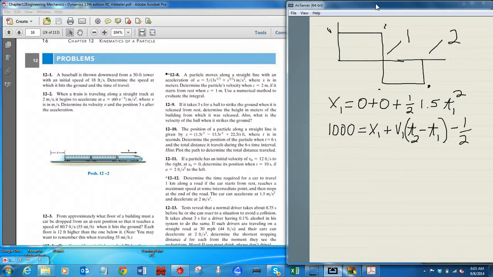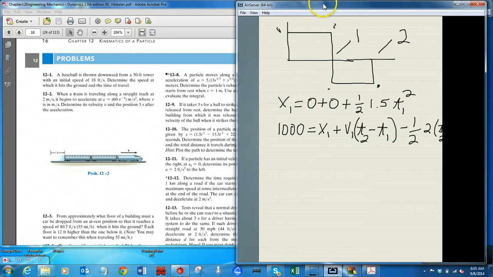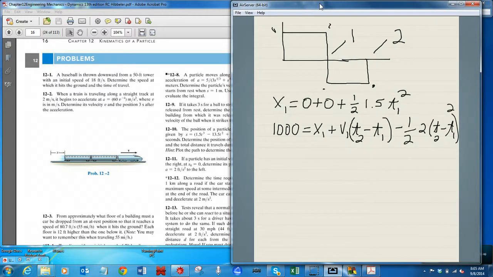And what's the deceleration? Yeah, you're right. 2 times T2 minus T1 squared. Oh, yeah, right. There, is that better? Huh. Okay, good. All right. How many unknowns?